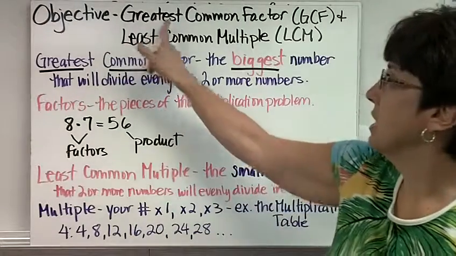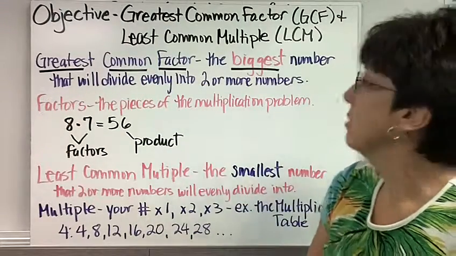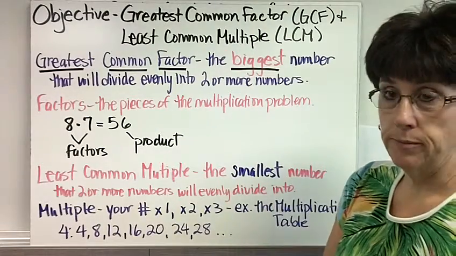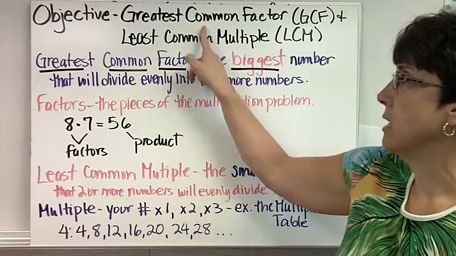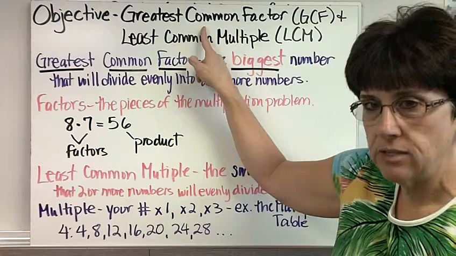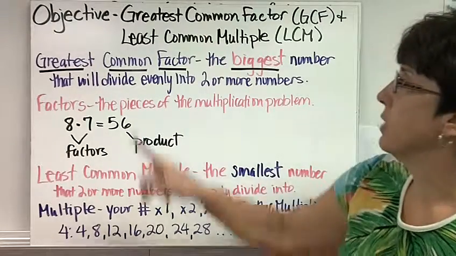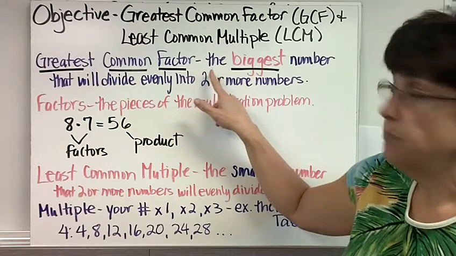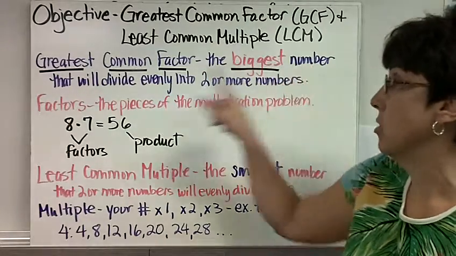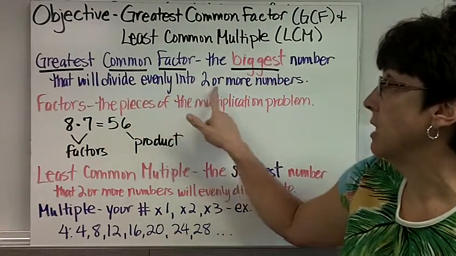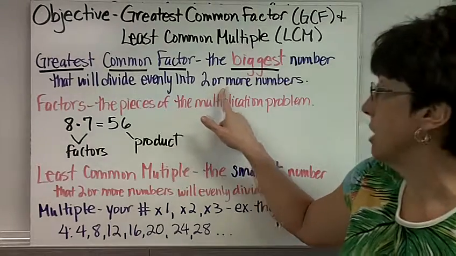Today's objective is the greatest common factor and least common multiple. Sometimes in other books they call it greatest common divisor, but most people call it greatest common factor, so that's what we're going to call it. The greatest common factor is the biggest number that will divide evenly into two or more numbers that you have.